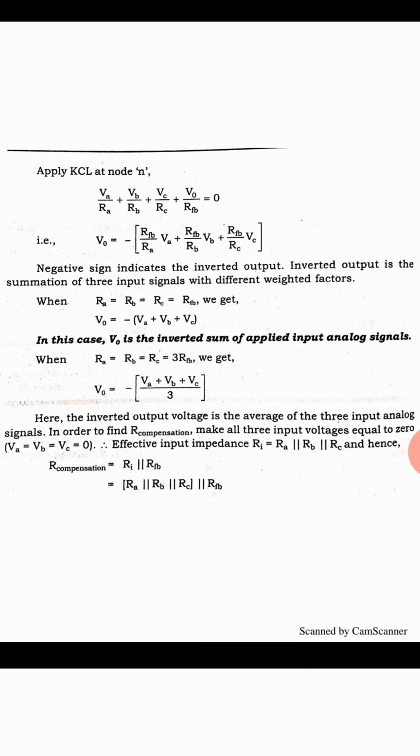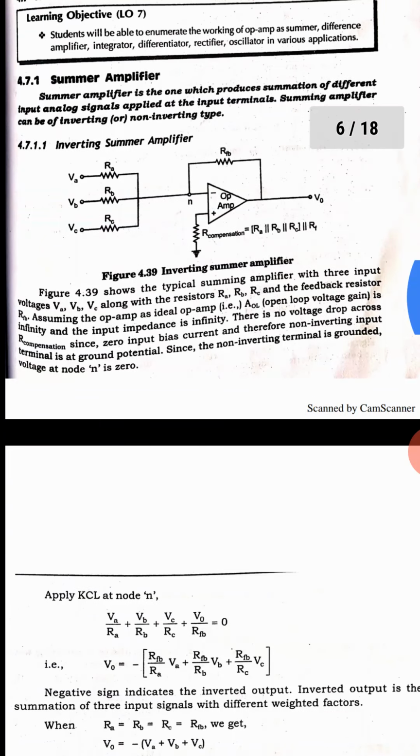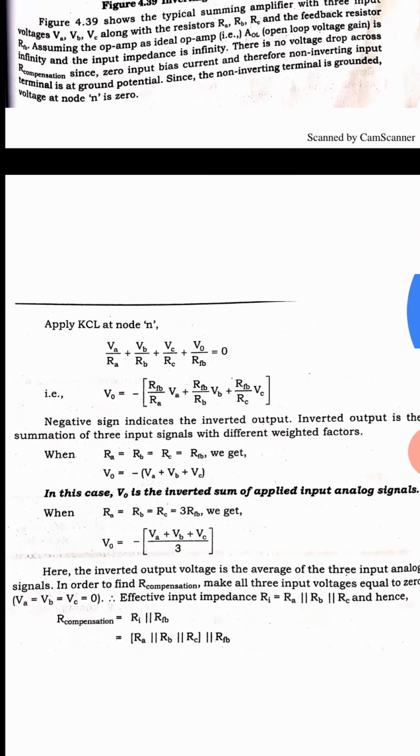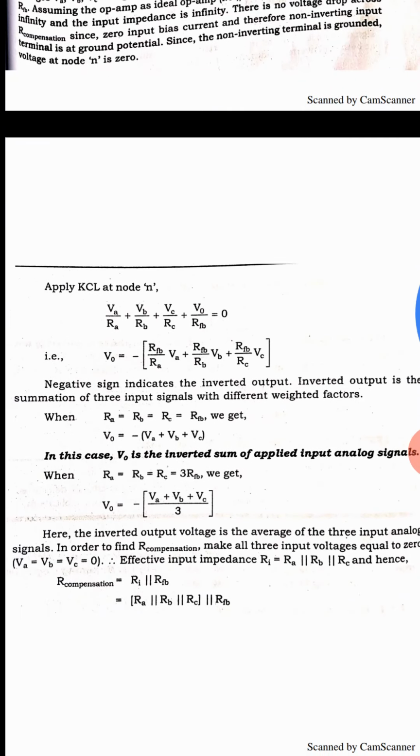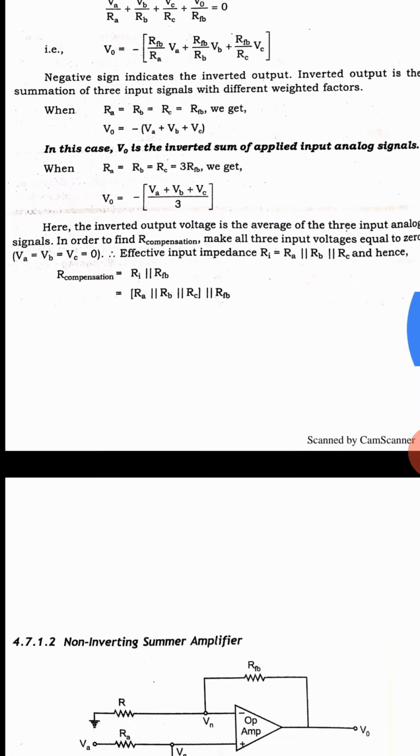For the compensation resistance, by making all three input voltages VA, VB, VC equal to 0 and substituting, R compensation is R input in parallel with R feedback. What is R input? These three are connected in parallel: RA parallel RB parallel RC parallel with RFB. This value decides the R compensation. This is related to the inverting amplifier.